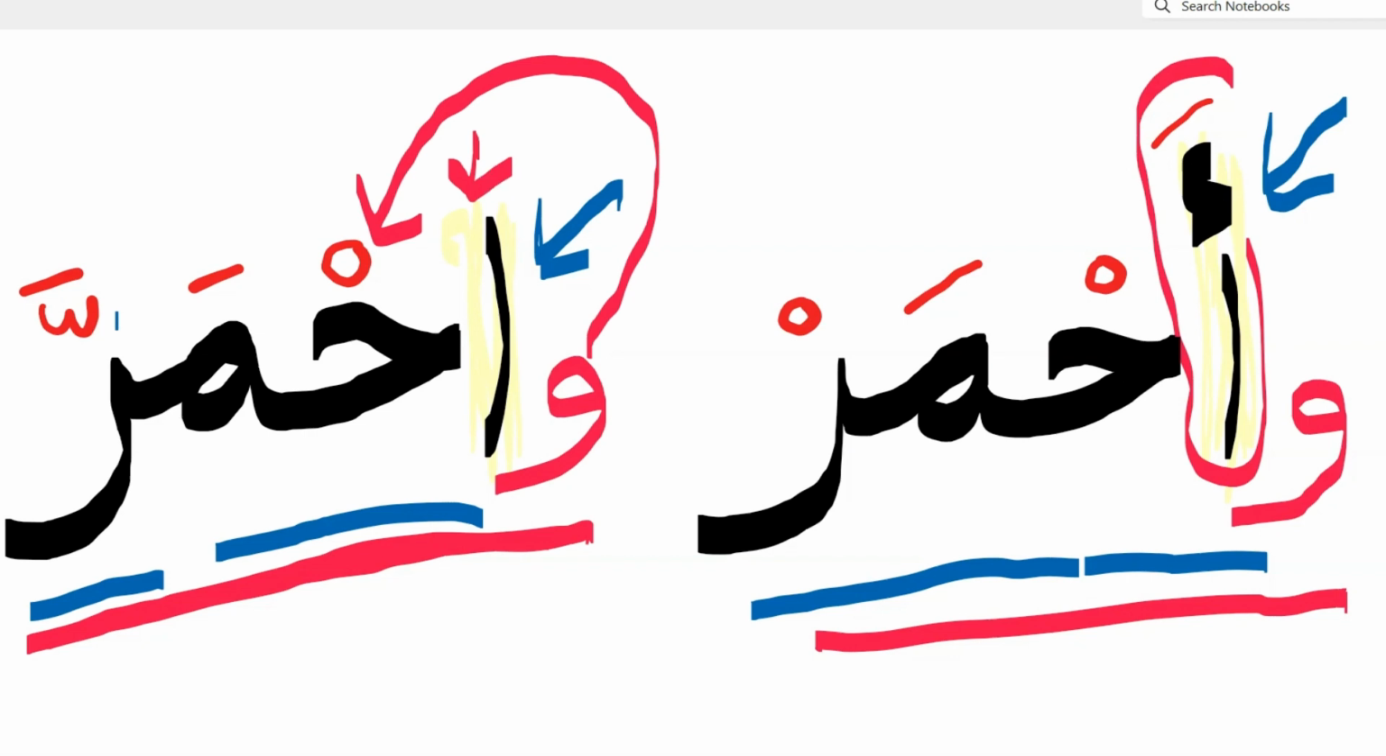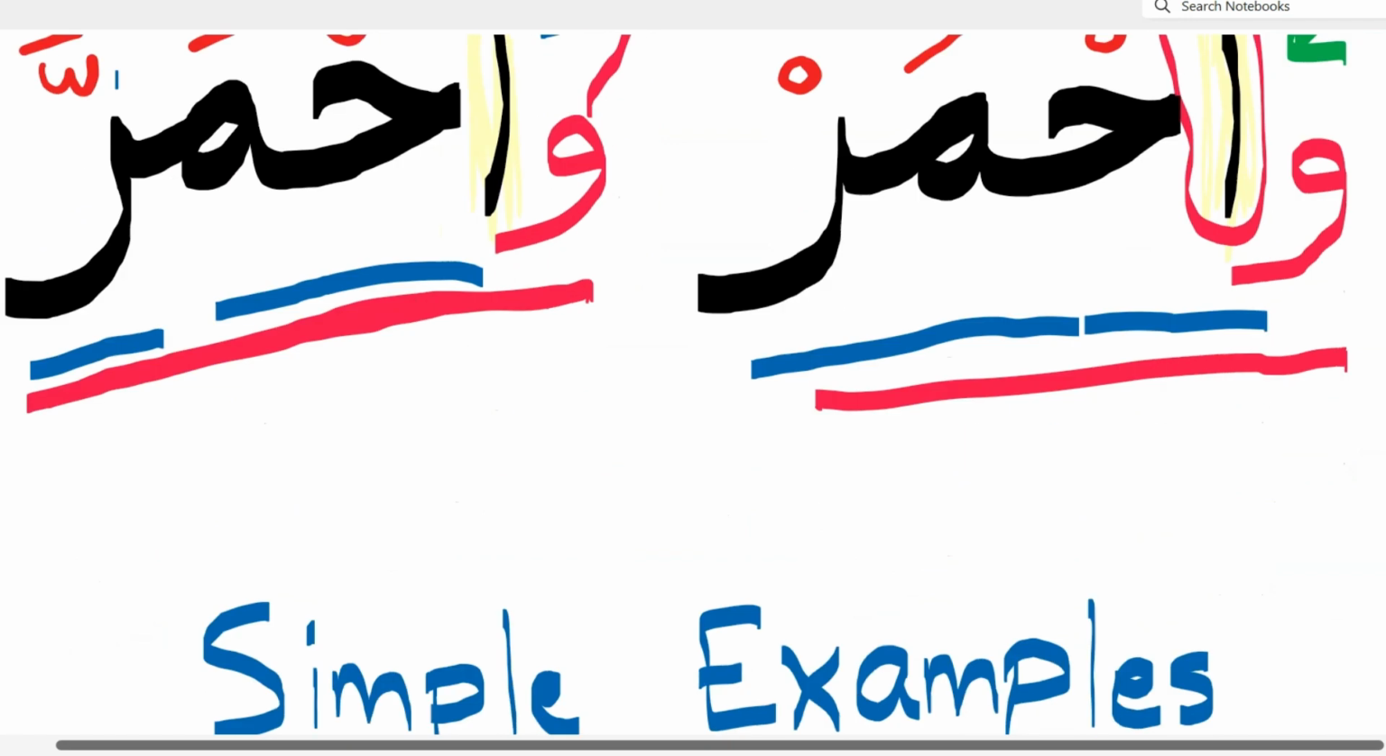Wahmarra. So this first hamza, just so you know, is called hamzat qata'. Qata' means to disconnect, to break something, to cut it. This hamza right here is called hamzat wasl. Wasl means to connect. I hope that's clear enough.